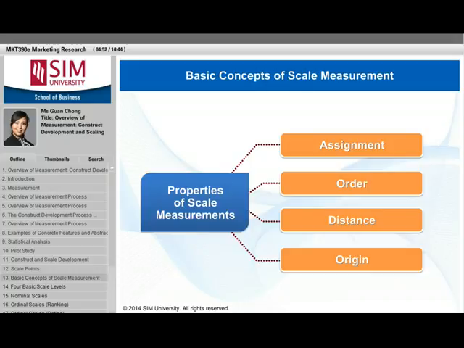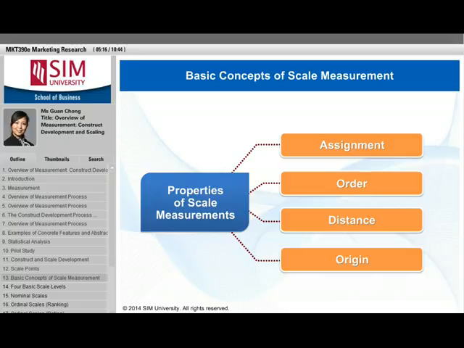Researchers consider 4 properties of scale measurements: assignment, order, distance, and origin. The assignment property, also referred to as the description or category property, is where the researcher uses unique descriptors or labels to identify or assign each object within a set.